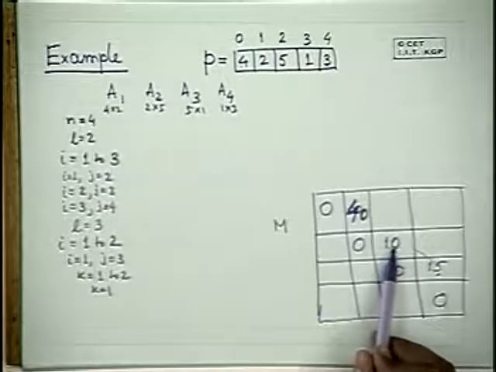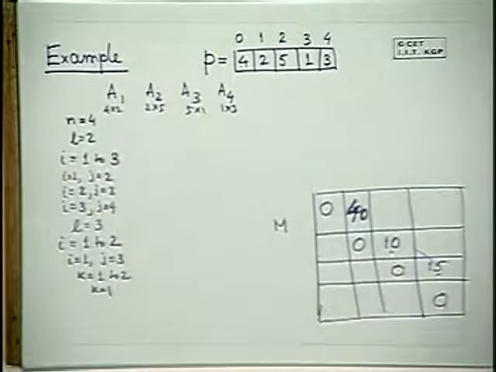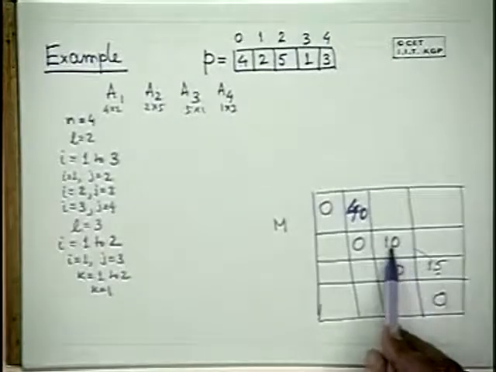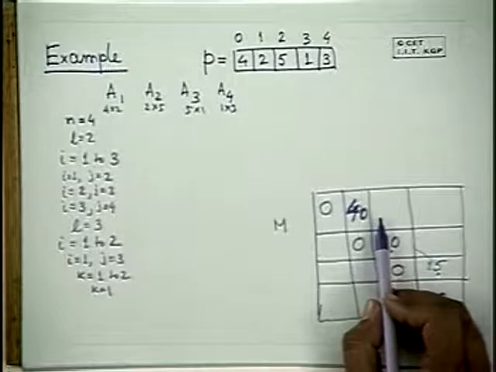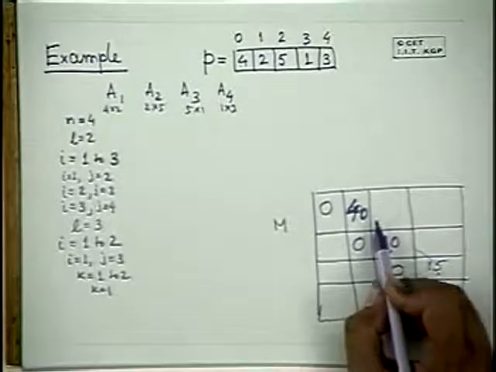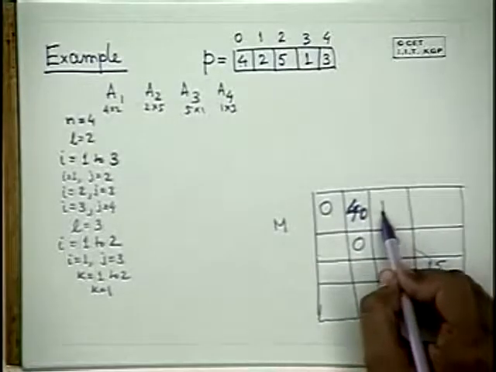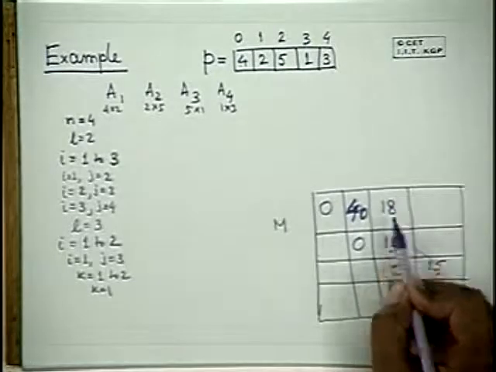So now 10 plus this pi, what is that value? These 3 multiplications. It becomes 8. So 10 plus 8 is 18. So now we will update Mij, which is M13. This will be updated as 18.